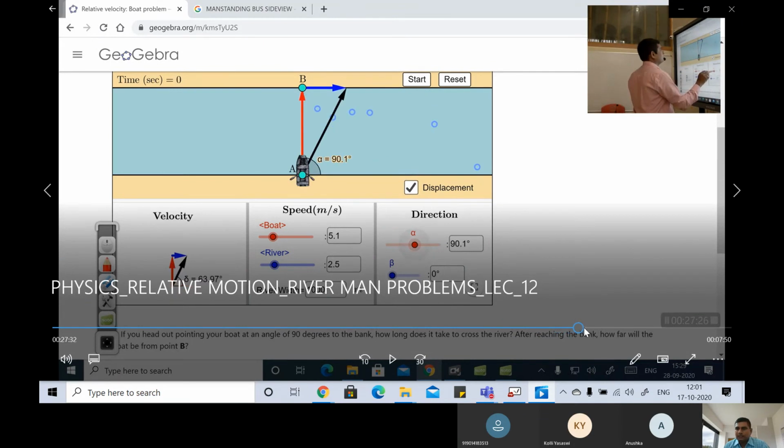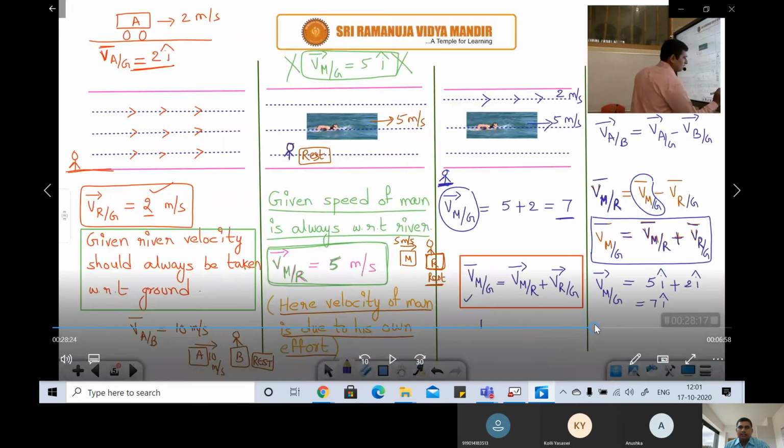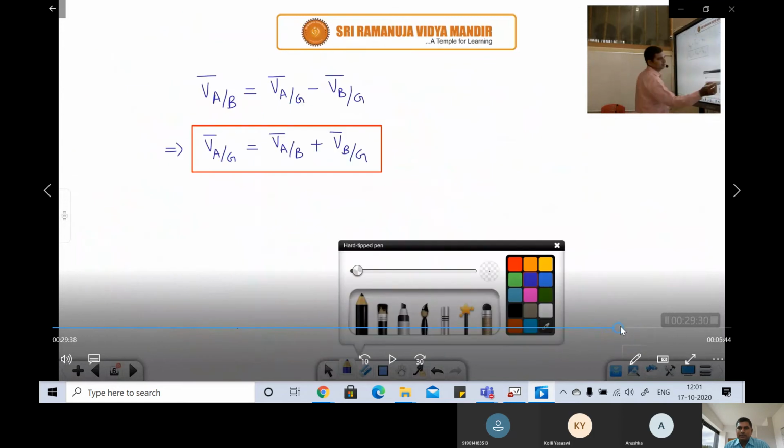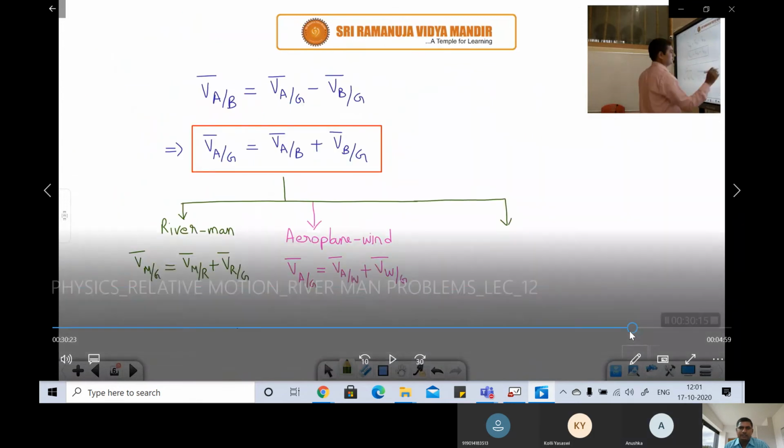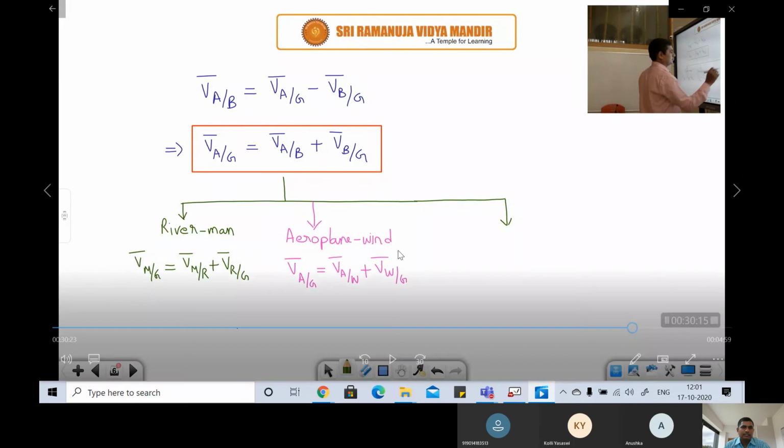Anyway, right now time is 12 o'clock. Okay. I hope you understood these three terms. Correct now? If you understood these three terms, here also you can see the same expression.